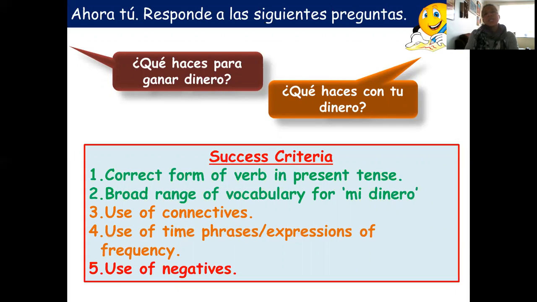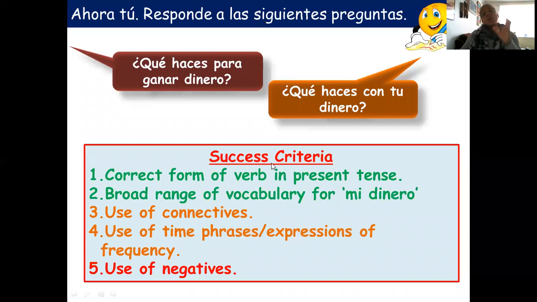And this is the last activity, and you will have plenty of time to do this. It's not a lengthy writing task. So, ahora tú, now you. Responde a las siguientes preguntas. So, answer the following questions, and you know the meaning of these questions. ¿Qué haces para ganar dinero? ¿Qué haces con tu dinero?